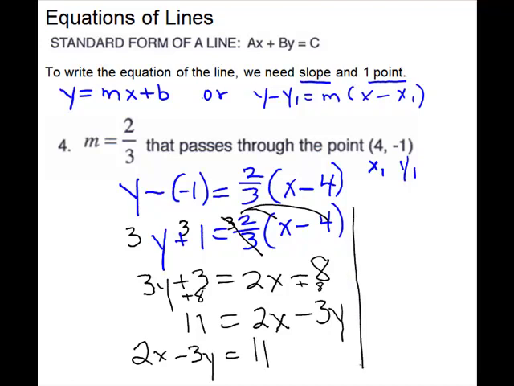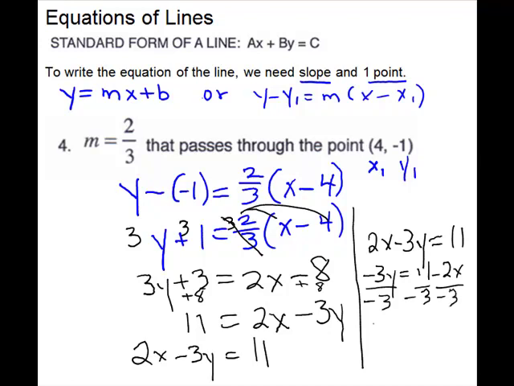If we want to go to slope-intercept form, 2x minus 3y equals 11, we need to isolate the y. So we'll subtract the 2x and divide by a negative 3. So y equals negative 11/3. You have 2 negatives here, which will give you plus 2/3 x. And if you are concerned about the order, you can switch the order. It is slope-intercept form with y isolated.